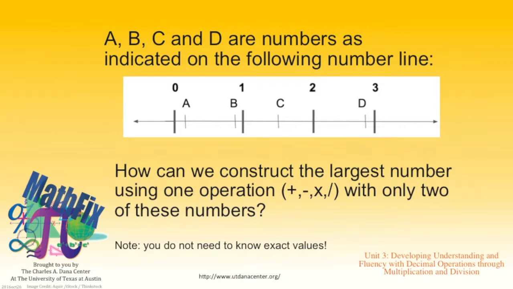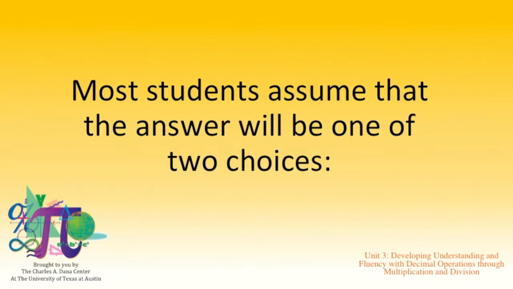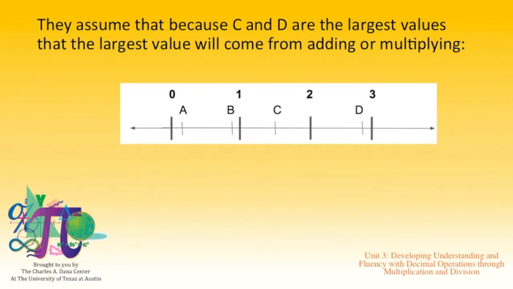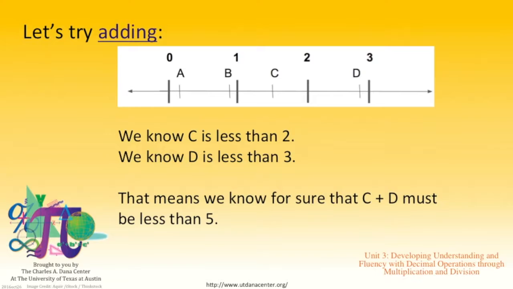This task is to figure out how to construct the largest number using one operation, either addition, subtraction, multiplication, or division, with only two of the given numbers. Most students go right to two different options. In everything students have done leading up to 5th grade, addition and multiplication tend to produce answers greater than the number involved, and division and subtraction tend to produce answers smaller than the numbers involved.